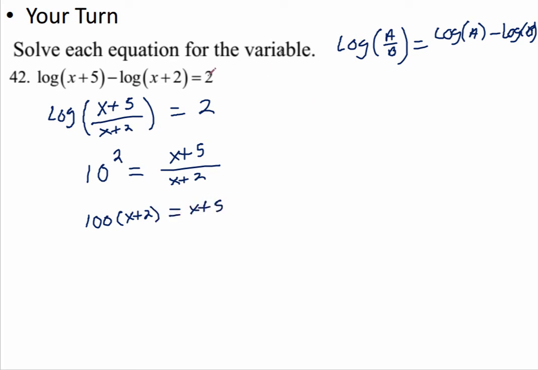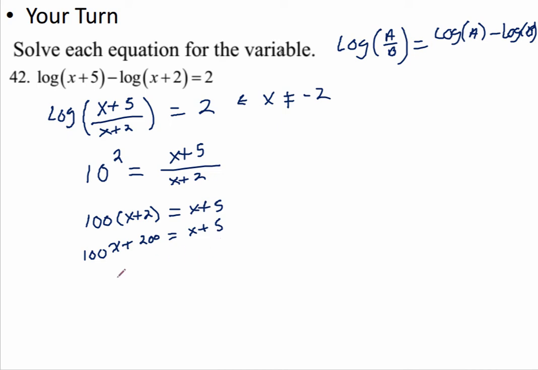By the way, just so we know here, at this point right here, you know x cannot be equal to, excuse me, negative 2. That would cause division by 0. So make sure you keep that in mind as you're working along. We're going to have to go back and check our answer anyway, so not too horrible. So that's going to be 100x plus 200 is equal to x plus 5.